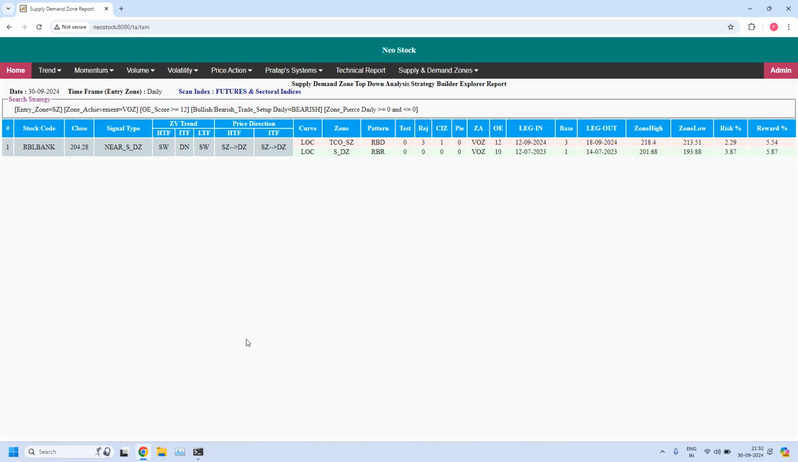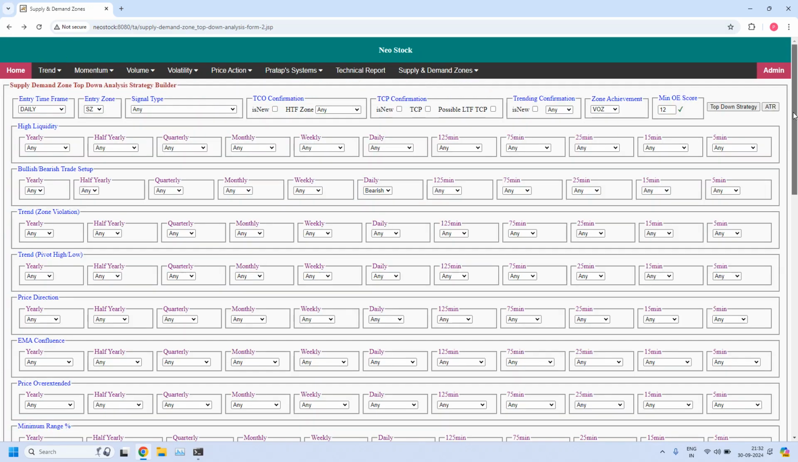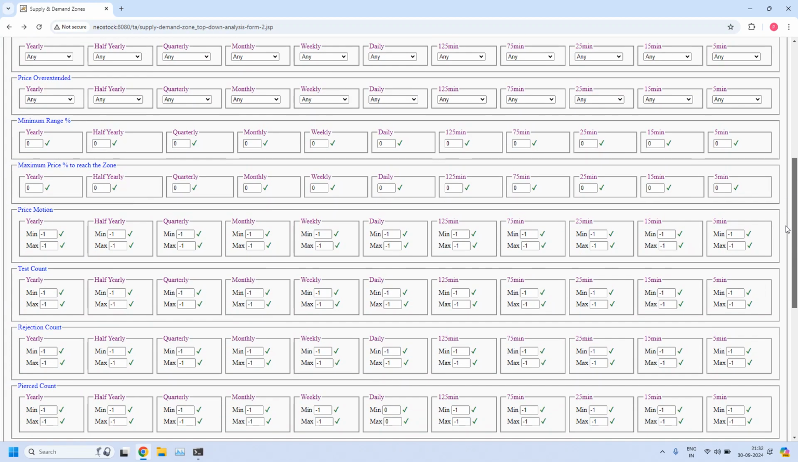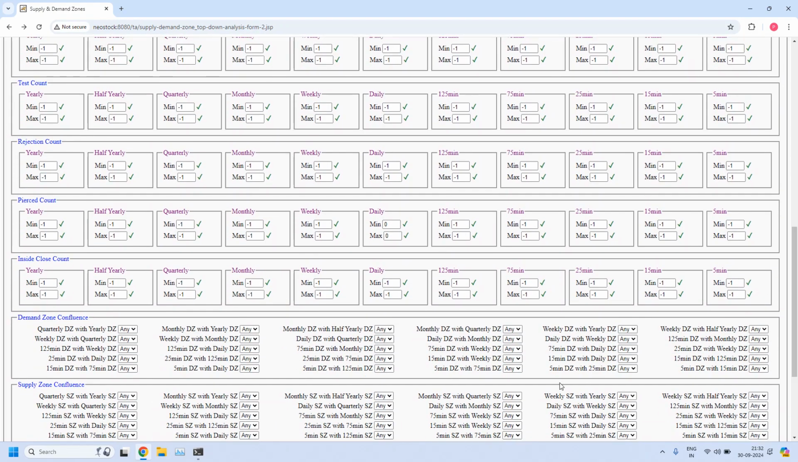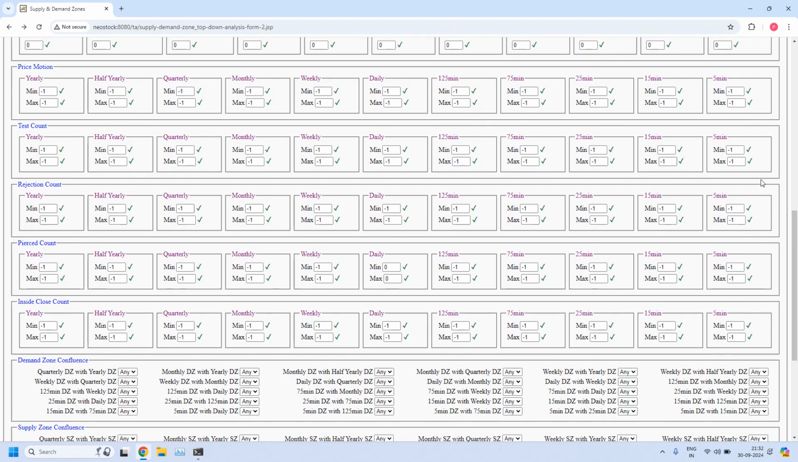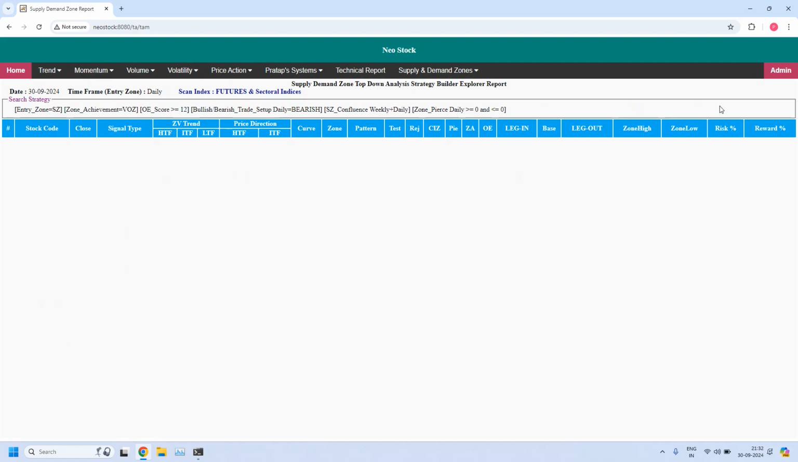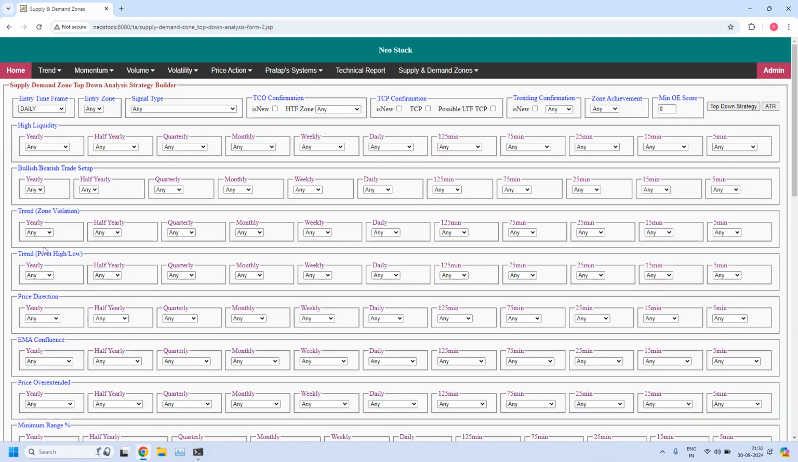Now let's verify if this zone is having any weekly supply zone confluence. Yes, the supply zone confluence. So here daily supply zone with weekly supply zone, I am enabling the filter. Let's verify. No, it is not having any ITF confluence, weekly EMA confluence. Okay, fine. Next report is about bullish trade setup for weekly income trade.